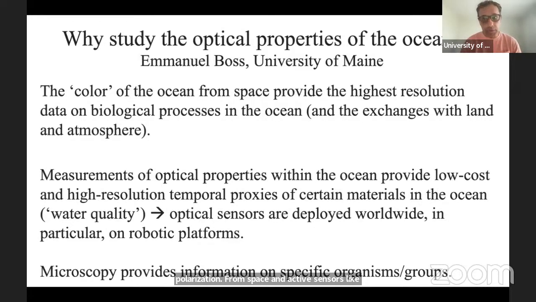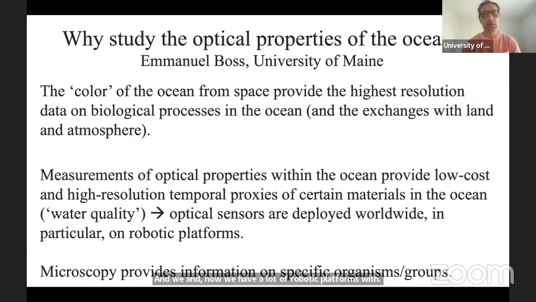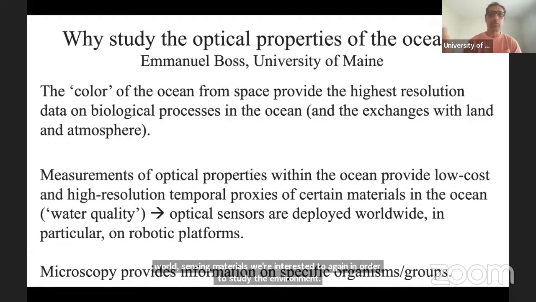Another very important application is that optical properties are used as proxies for materials in the ocean. Anything that interacts with light in a variety of ways can then be used to develop a sensor that senses that thing in the water. Now we have a lot of robotic platforms with optical sensors on them going up and down around the world, sensing materials we're interested in, again, in order to study the environment. It can be anything from pH and oxygen, using optodes, to things that measure optical properties directly, like fluorescence and absorption, and I'll get there.